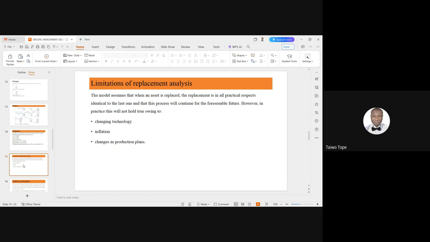And we have limitations of replacement analysis. The model assumes that when an asset is replaced, the replacement is in all practical respects identical to the last one, and that this process will continue for the foreseeable future. However, in practice, this will not hold true owing to the fact that we have change in technology, we have inflation, and we have changes in production plans. So these may affect the replacement decisions that have been set by the organization.